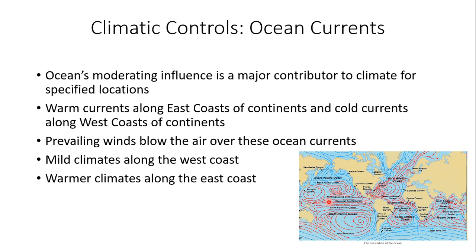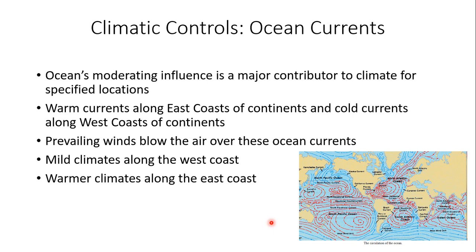Another climatic control, the third one we're going to talk about, is ocean currents. The oceans have a moderating influence on the overlying air mass. They're a major contributor to climate for specified locations. You typically see warm currents flowing along the east coast of continents and colder currents flowing along the west coast of continents. The prevailing winds, especially in the mid-latitude belt from 30 to 60 degrees north latitude, are generally from the west. We're in the westerly wind belt.